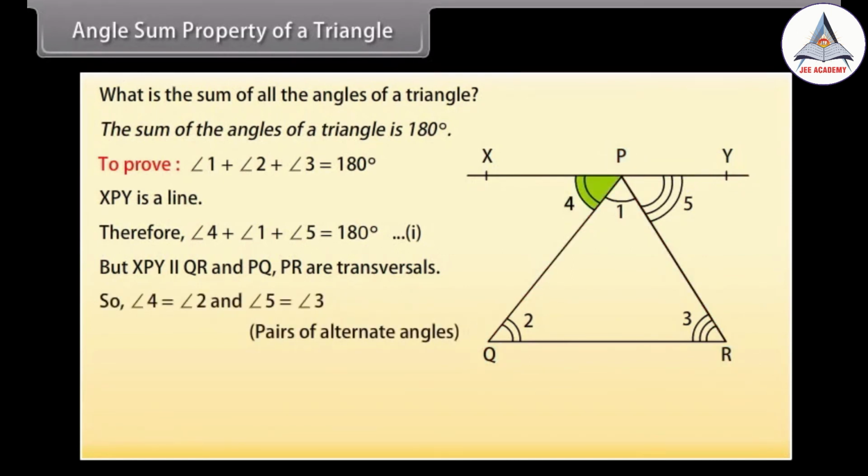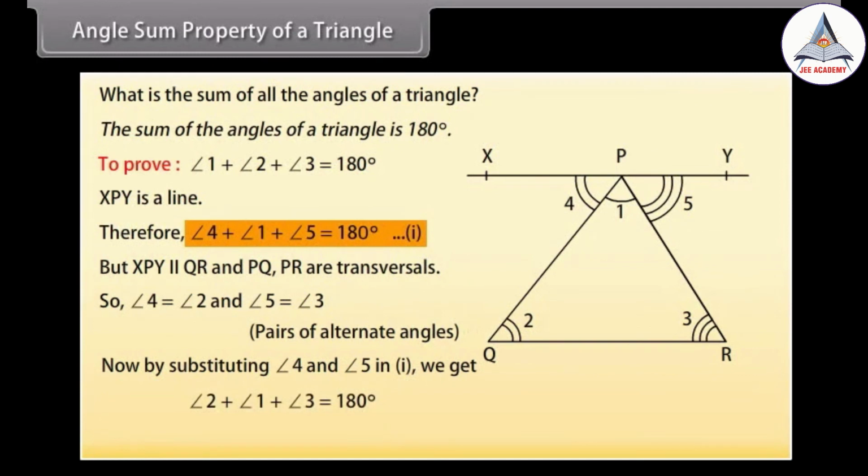But XPY is parallel to QR, and PQ and PR are transversals. So angle 4 is equal to angle 2 and angle 5 is equal to angle 3 because these are pairs of alternate angles. Now by substituting angle 4 and angle 5 in 1, we get angle 2 plus angle 1 plus angle 3 is equal to 180 degrees. Or we can write it as angle 1 plus angle 2 plus angle 3 is equal to 180 degrees.